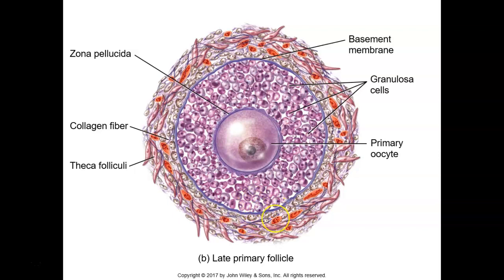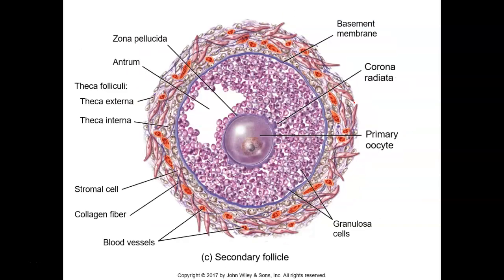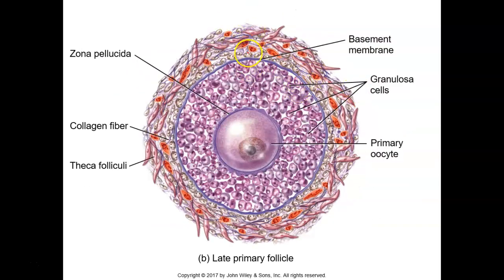Now it becomes a primary follicle. Remember, the primordial follicle becomes primary, then secondary, then mature. But we can see we start to have a substantial increase in cellular presence. These cells are called granulosa cells. Surrounding the follicle on the outside, on the perimeter, is something called the theca folliculi. We'll look at the importance of that in just a minute.